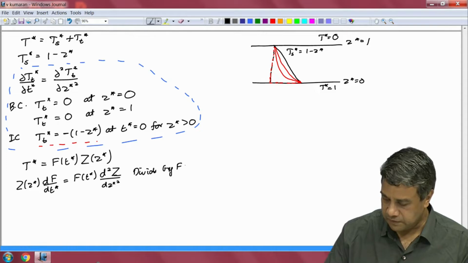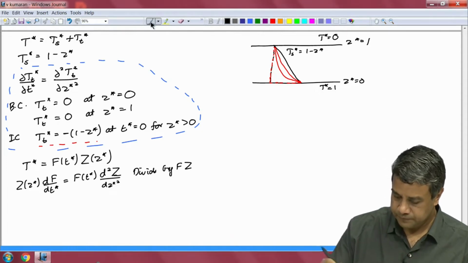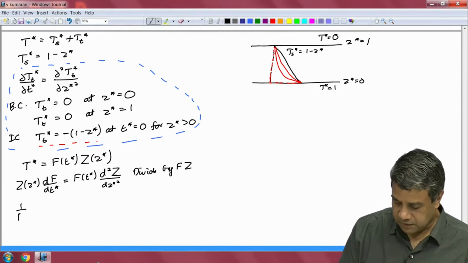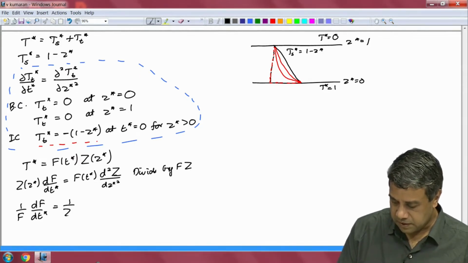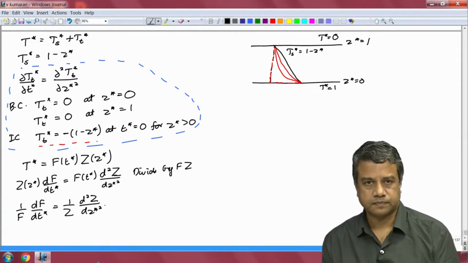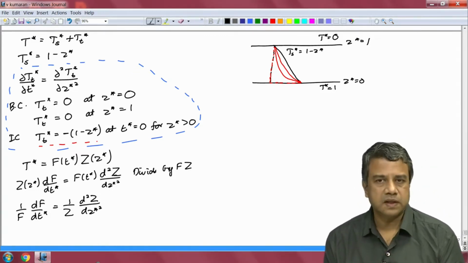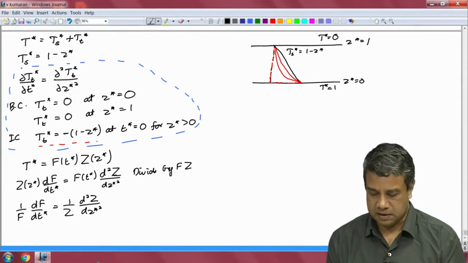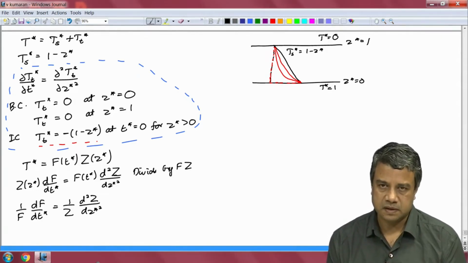Divide throughout by f times z. We get 1 over f df by dt star is equal to 1 over z d square z by dz star square. Note that f is only a function of time and z is only a function of z star.